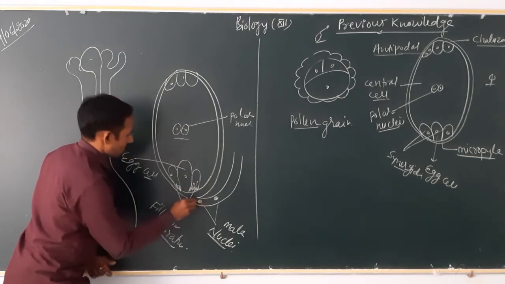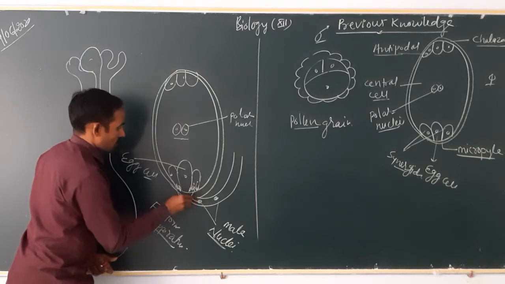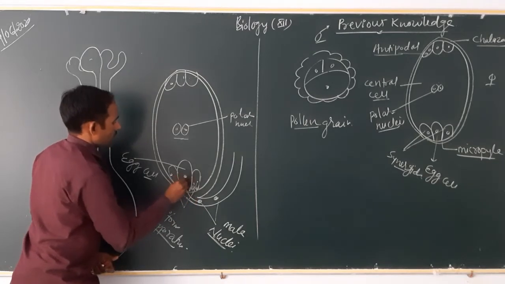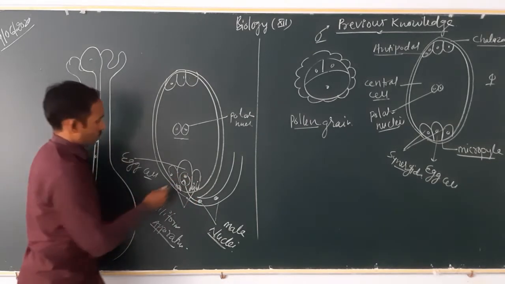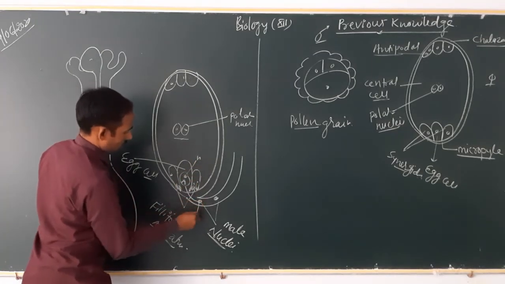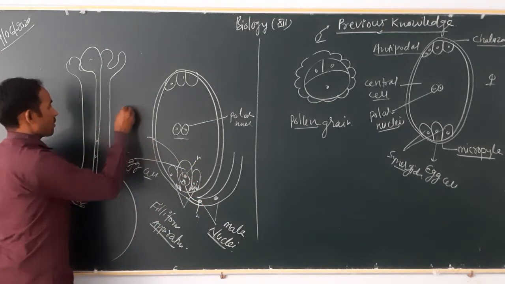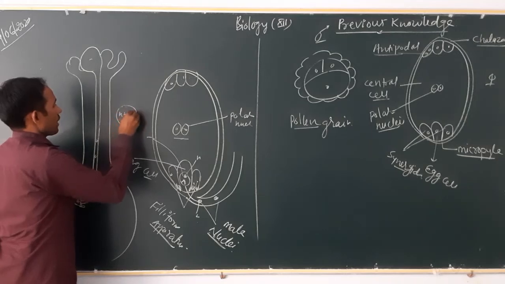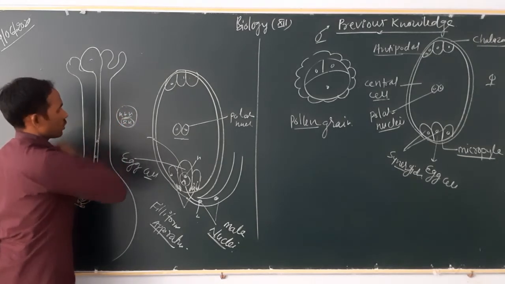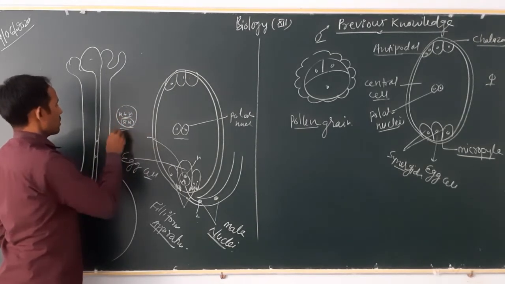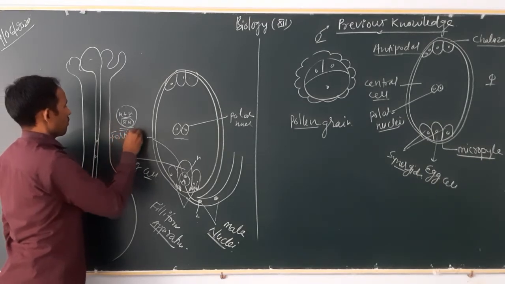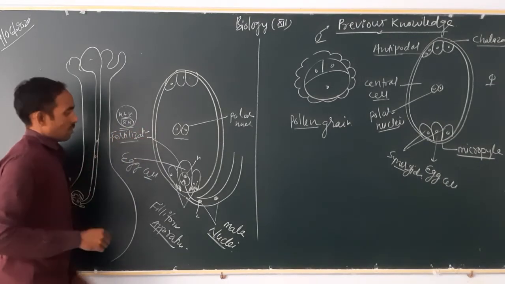So the first nucleus is coming and through the filiform apparatus this nucleus reached the egg. So it was N and this is also N. So what will happen? N plus N becomes 2N. This process is called fertilization.